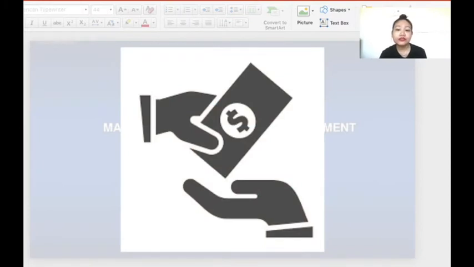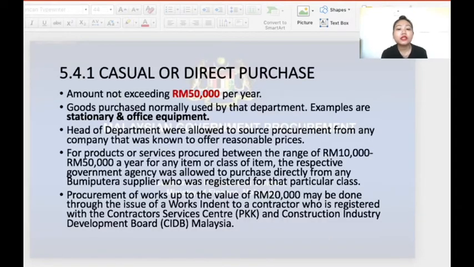Okay class, first of all, let's take a look at direct purchasing. Casual or direct purchase. Amount not exceeding 50,000 ringgit per year. So goods purchased are normally used by that department. Examples are stationery and office equipment. You have to remember, yeah, the amount is less than 50,000 ringgit per year, yeah.